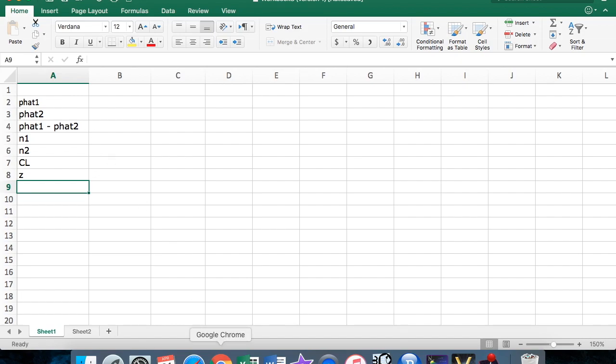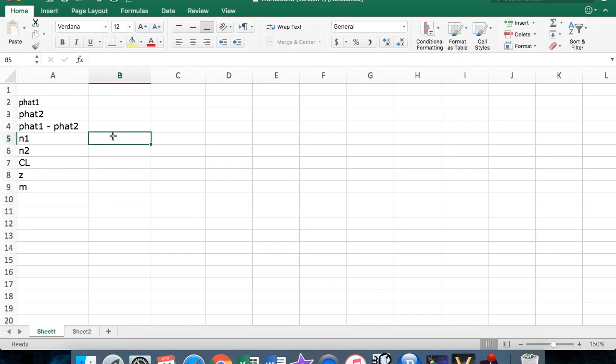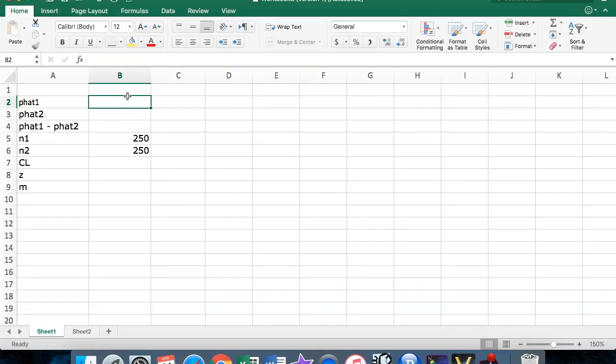Okay, and then I need my margin of error m. So here we go. My n's are 250 each, so 250 apiece. My p-hat1: it says that 170 people in the treatment group had the desired effect. So my treatment group will be my n1, my control group will be my n2. 170 people divided by 250 is my p-hat1, so 170 divided by my n1.